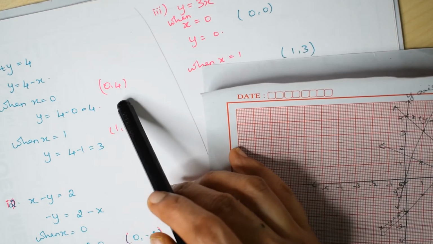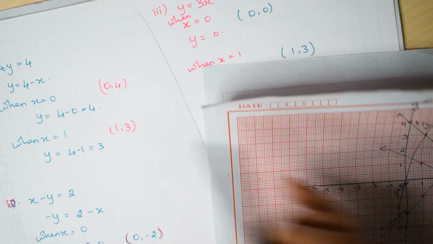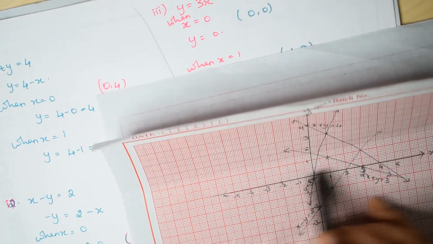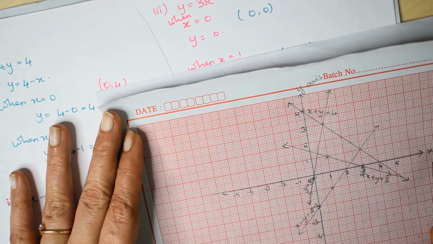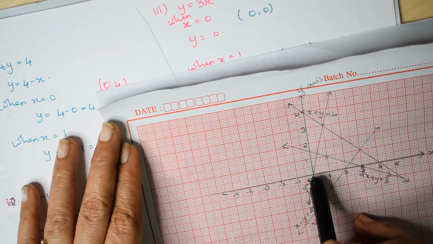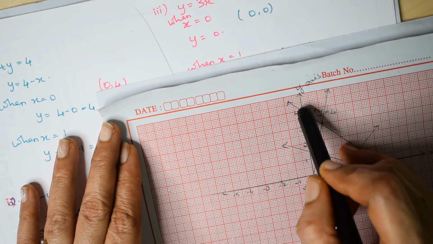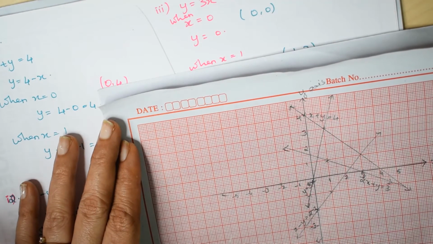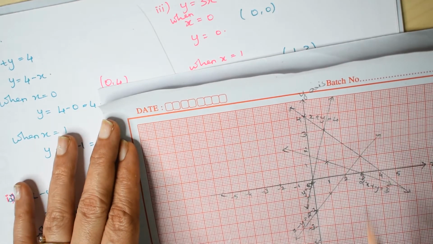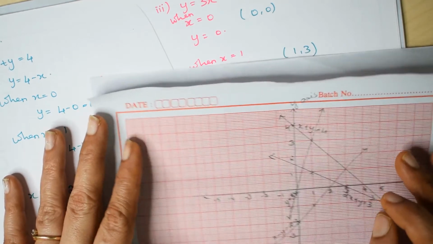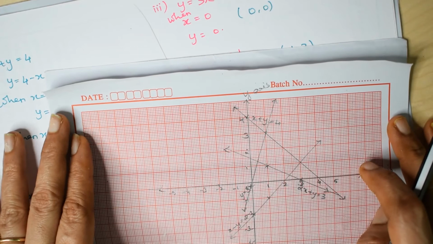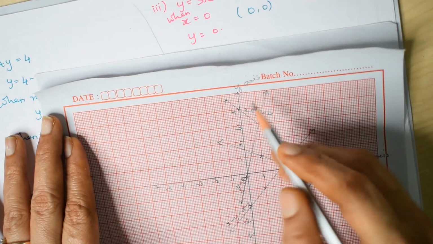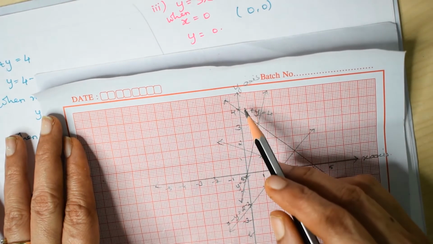The first equation, the coordinates are 0, 4. So I go for 0 on the x-axis. This is the x-axis, please remember. 0 on the x-axis and 4 on the y-axis. This is the first coordinate. Always remember to use only a pencil on a graph paper, and under no condition use a pen. So 0 on the x-axis, 4 on the y-axis. So this point can be called 0, 4.